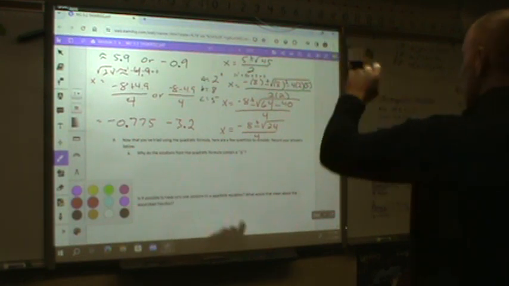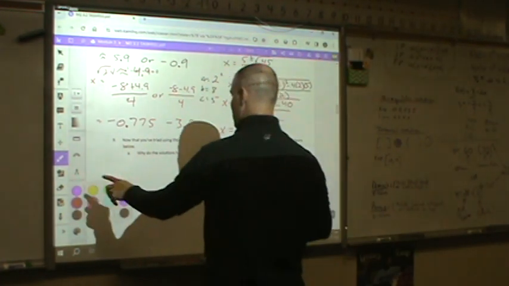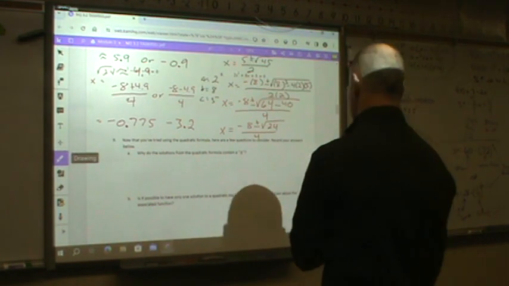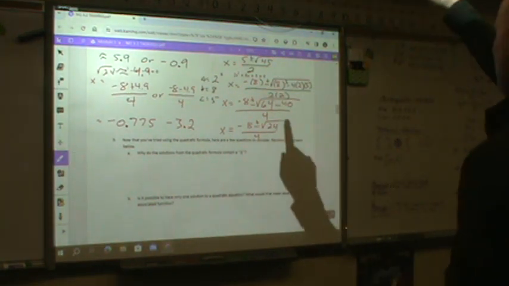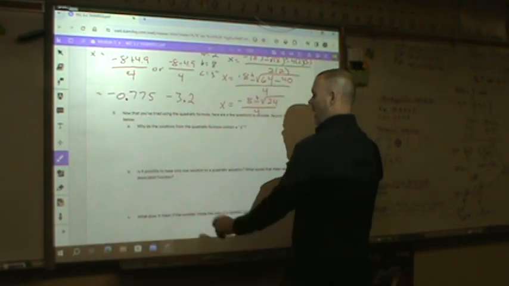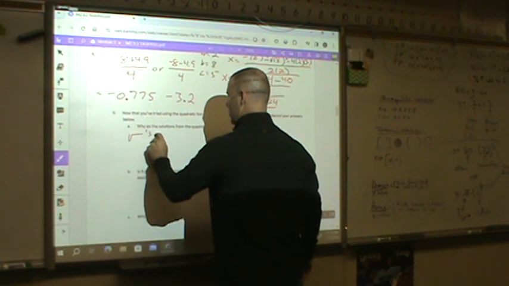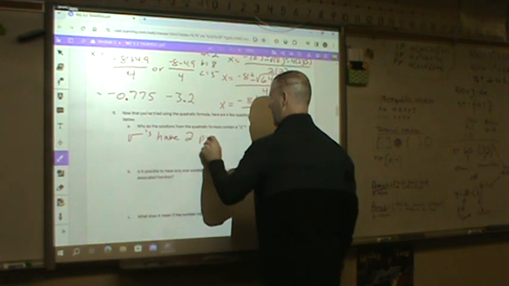Now that you've tried using the quadratic formula, here are a few questions to consider. Why do the solutions of a quadratic formula contain a plus or minus? Where is the plus or minus? The plus or minus is in front of the radical. Why? Because radicals have two possible answers.